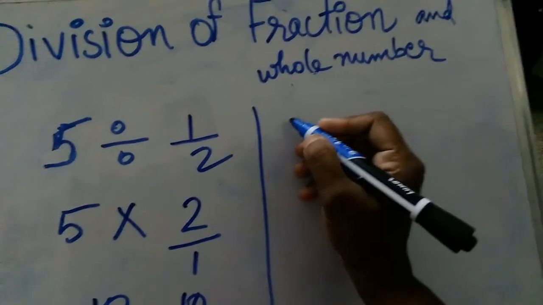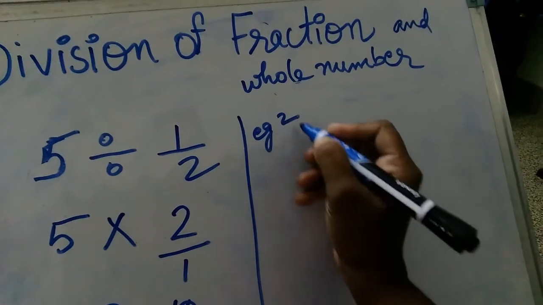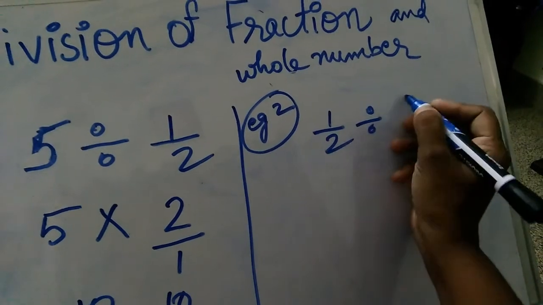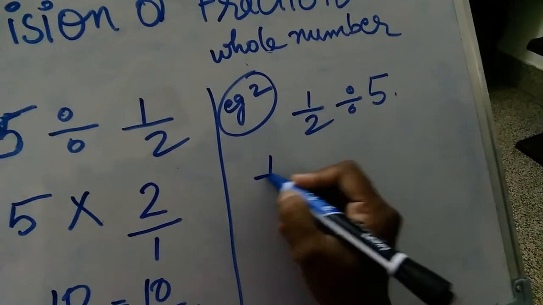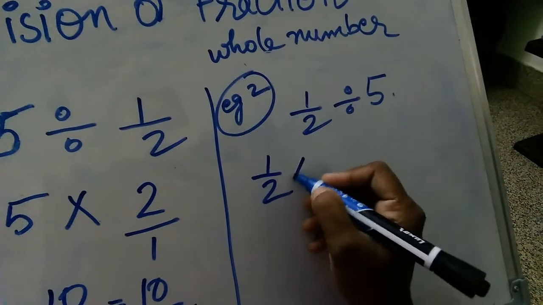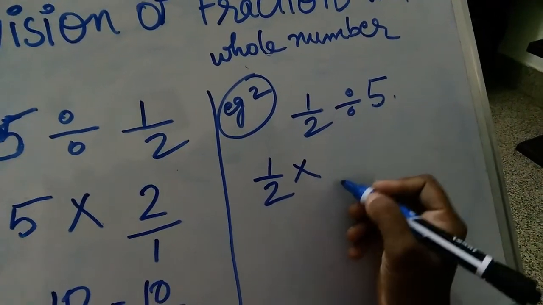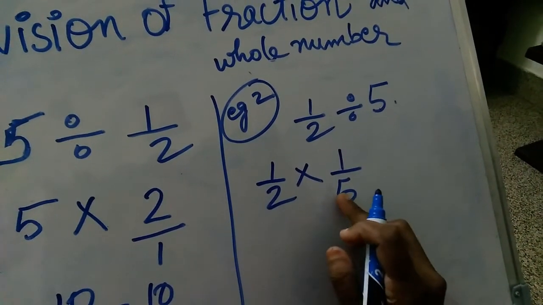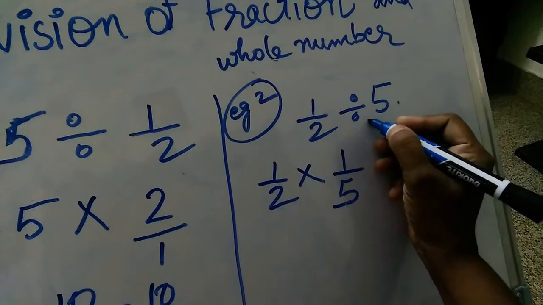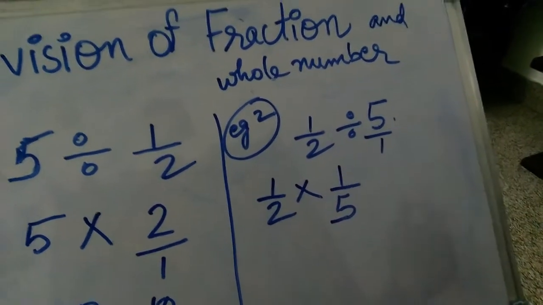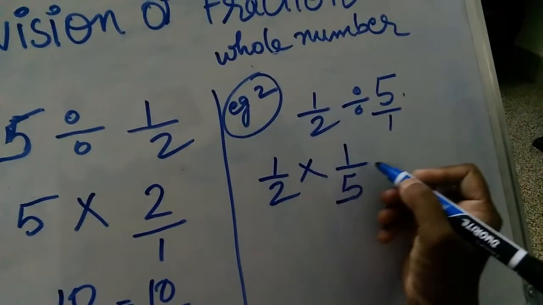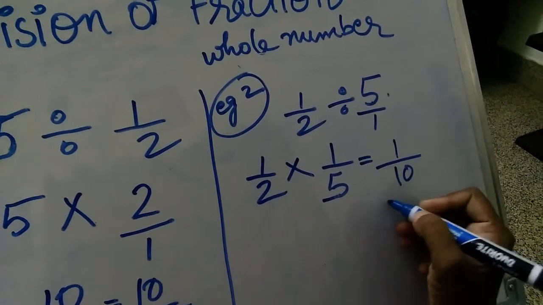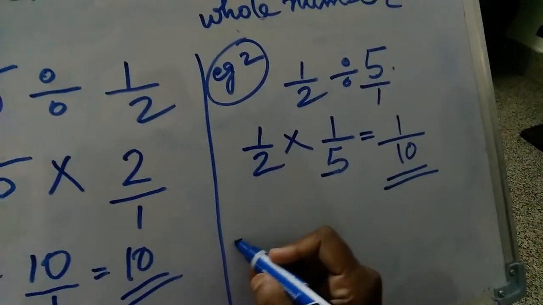Another example. Example 2. 1 upon 2 divided by 5. 1 upon 2. Division changes to multiplication. Then the inverse of 5, that is 1 upon 5, or the reciprocal of 5, that is 1 upon 5. Here there is 1. 5 is same as 5 upon 1. Now multiply. 1 into 1, 1. 2 into 5, 10. So the answer will come 1 upon 10.